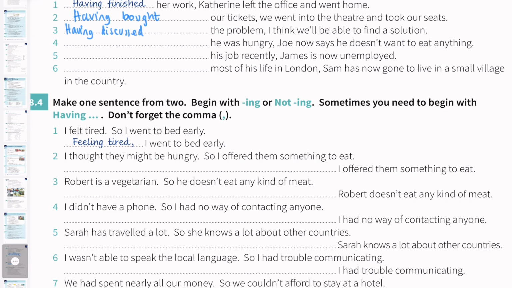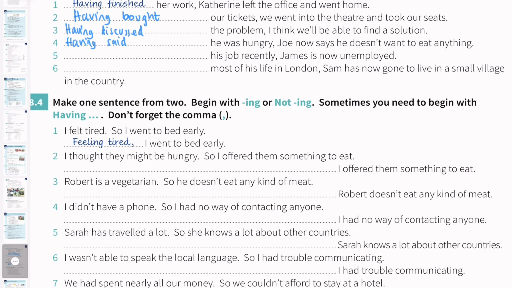And then number 4, he was hungry. Joe now says he doesn't want to eat anything. So he was hungry, but now he doesn't want to eat anything. Maybe we can say something like having said he was hungry. Having said. Said comes from the verb to say. Said is the past participle of the verb to say.